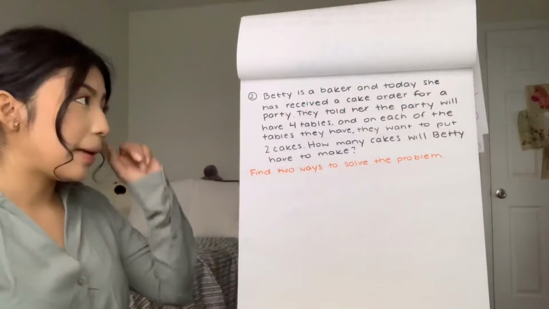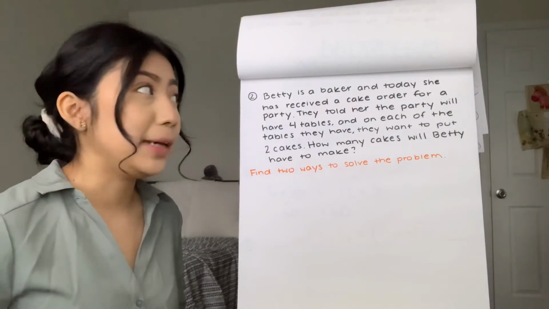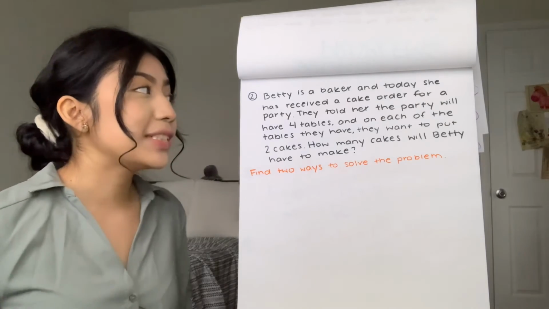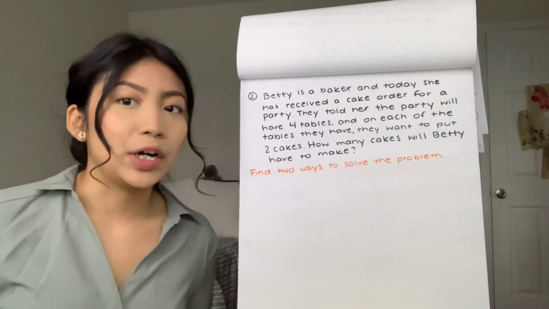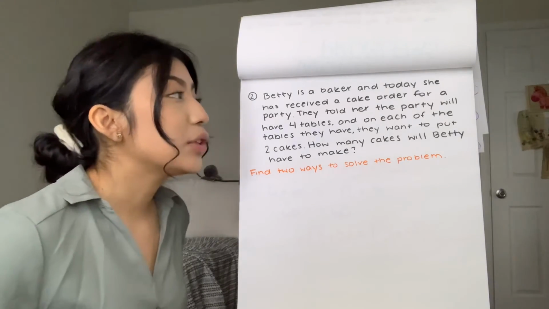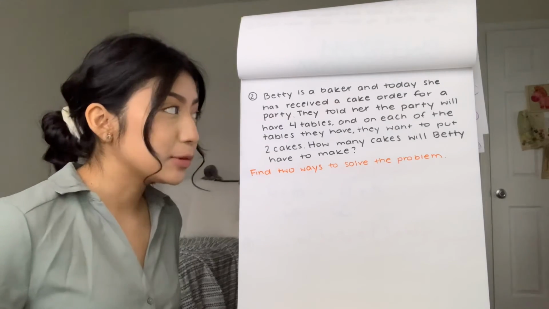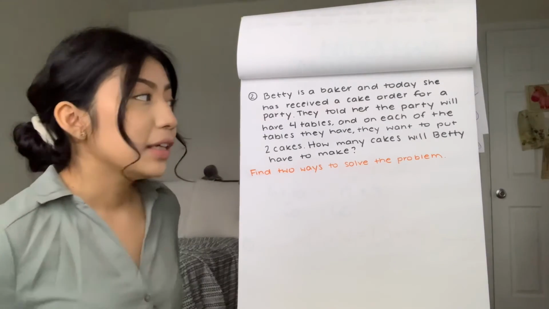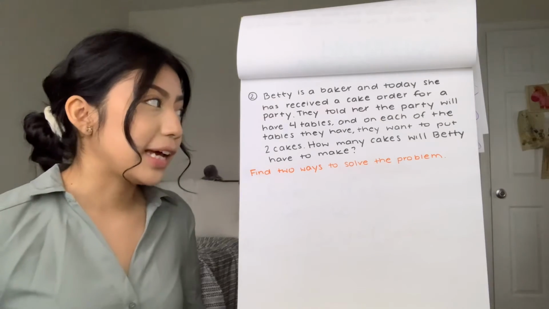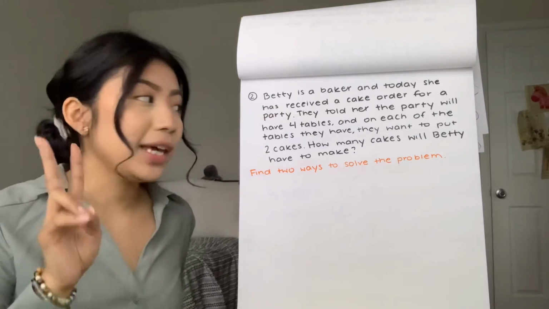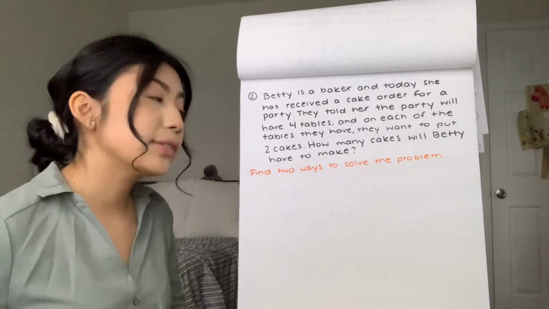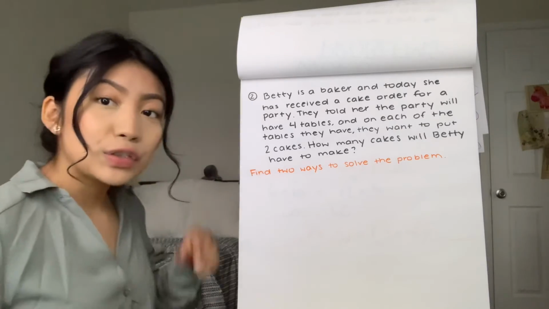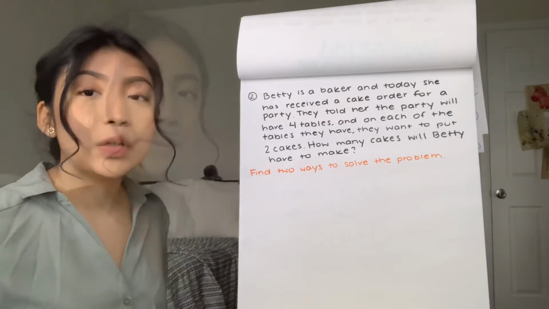This last one. Betty is a baker, and today she has received a cake order for a party. They told her the party will have 4 tables, and on each of the tables they want to put 2 cakes. How many cakes will Betty have to make? So let's try and write that into an equation.